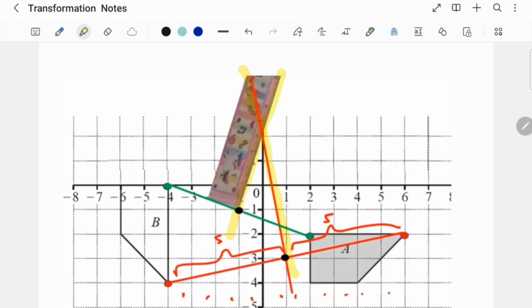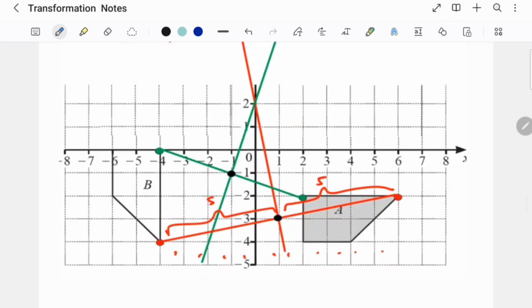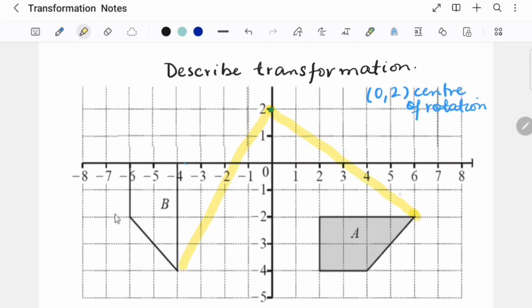The intersecting point of the perpendicular lines is your center of rotation. Whenever you remove the ruler, you can see that (0,2) is the center of rotation. You can see that I have joined the object to the center to the image and it is 90 degrees. You can check from the other point as well.